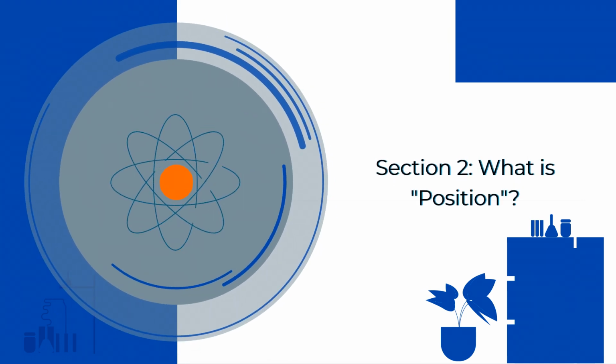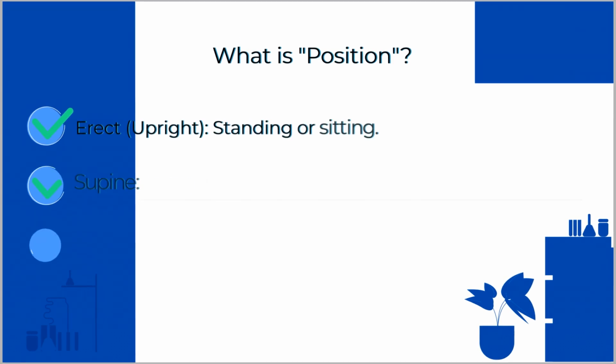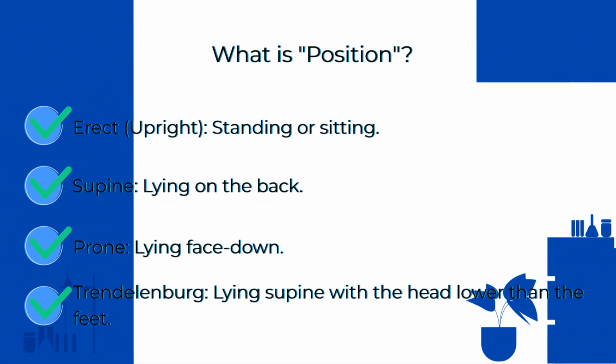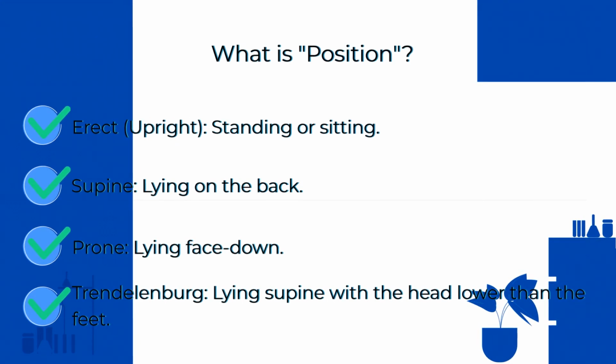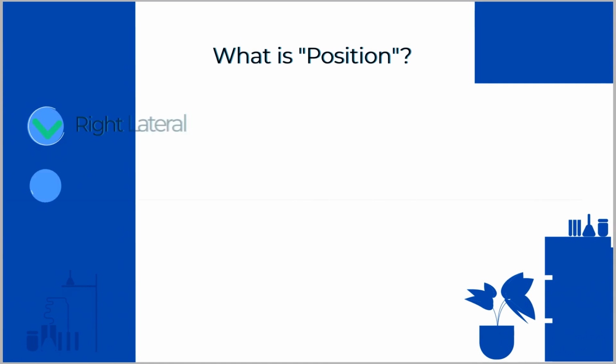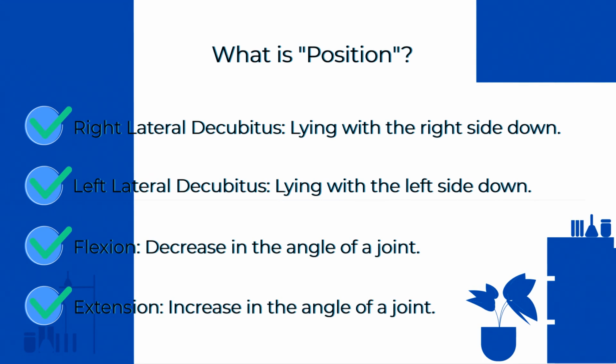Section 2, What is position? Position refers to how the patient's body, or part of it, is placed relative to the imaging equipment. It focuses on the patient's posture during the exam. Common positions are listed on screen. Understanding the patient's position is important because it directly influences code selection.